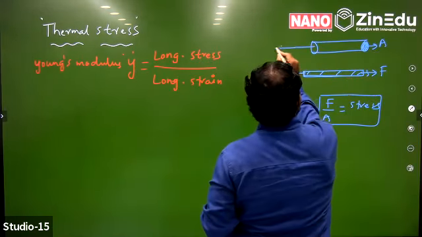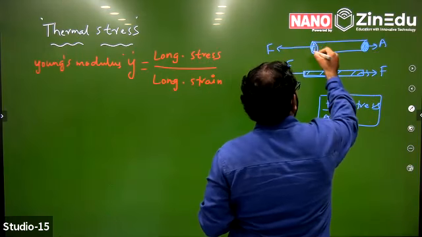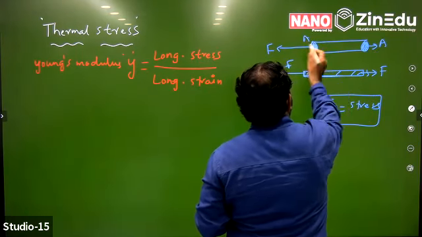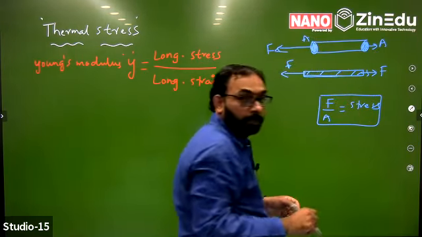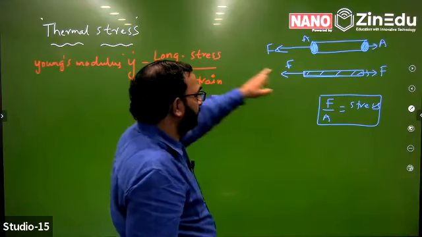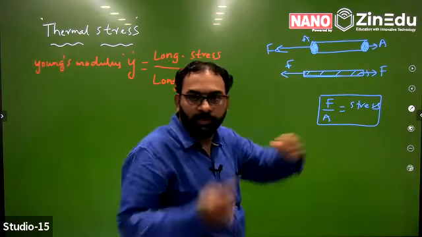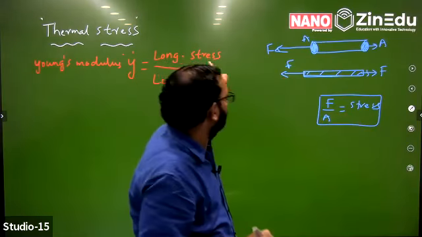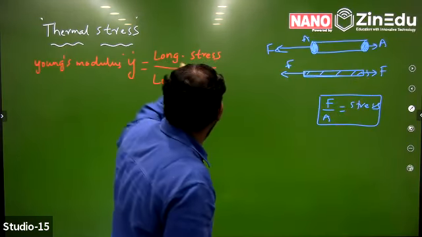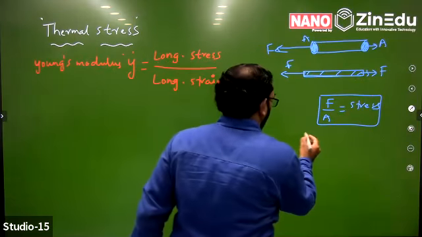Force acting on this end divided by this shaded area A, force by area. This is stress, and this is the longitudinal stress, meaning it acts linearly, along the length of the rod. Next, longitudinal strain.